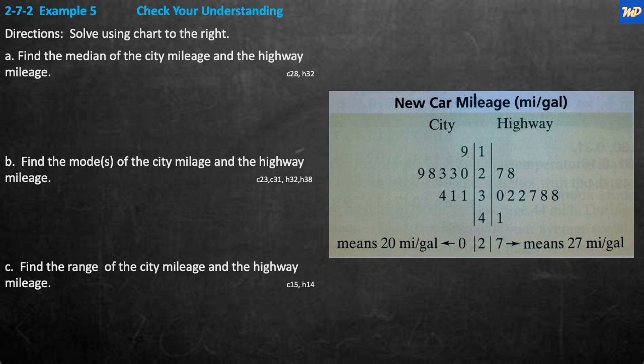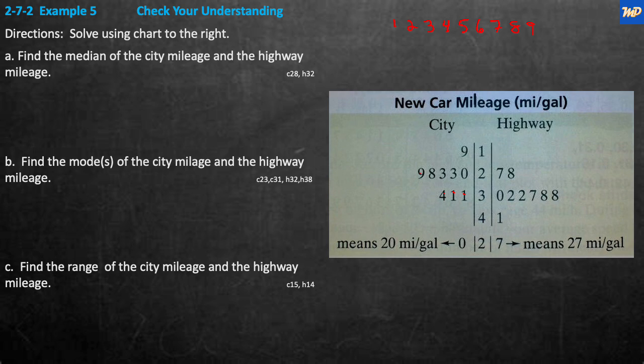First thing I'm going to say, just to put this all to rest: how many values are there? Remember, there were 9 new cars. And if we look at it, it's 1, 2, 3, 4, 5, 6, 7, 8, 9, right? 9 cars.